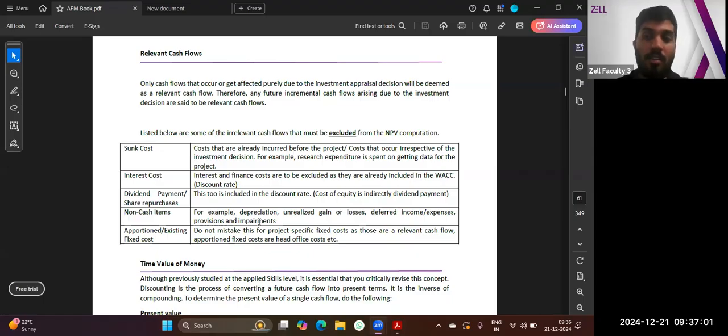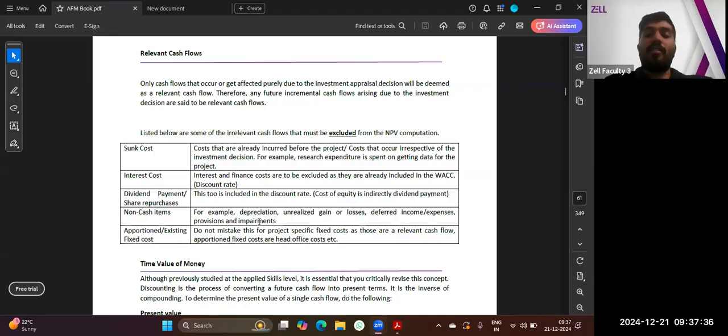So in that case, any research and development you do does not necessarily mean that you're going to launch that product or invest in it. Correct? Yes or no? Yes, sir. So that's why we call research and development a sunk cost.